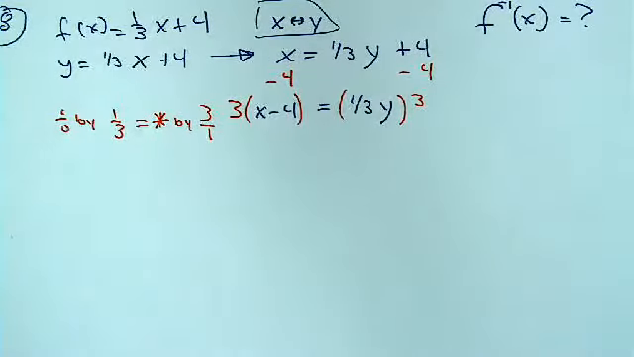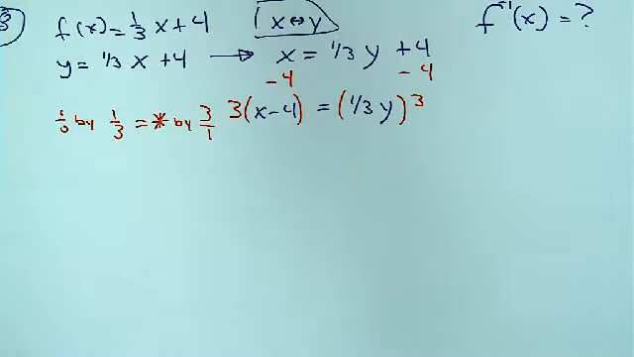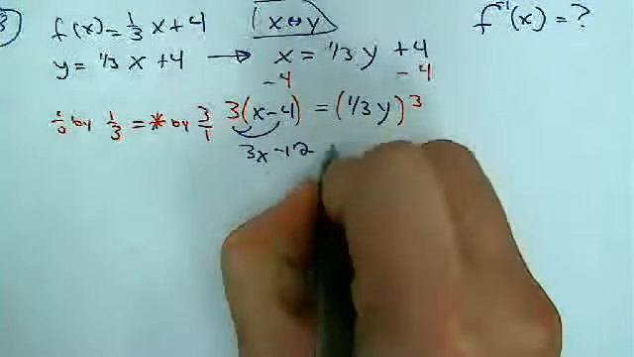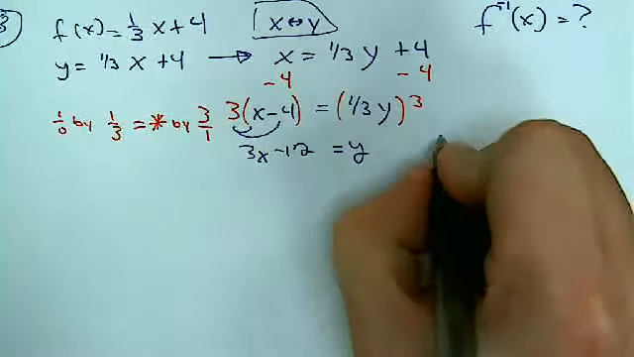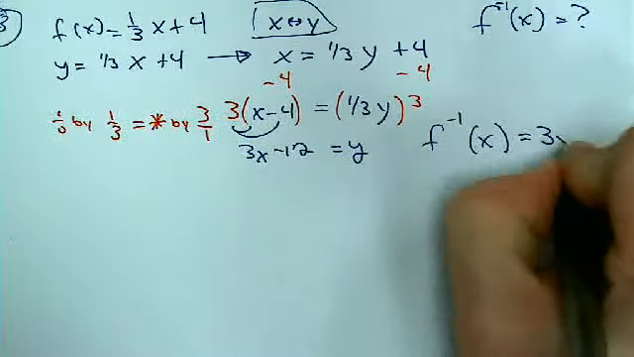Now what's nice about the problems that have the fraction at the beginning is that there are no fractions when I get rid of them. So this now becomes 3x minus 12, and this becomes y. So my answer, the inverse of f, is 3x minus 12.